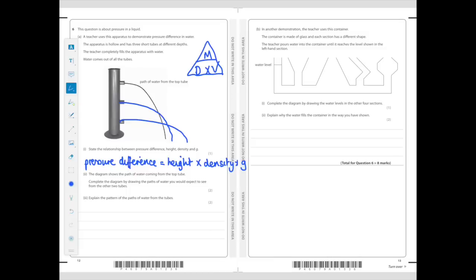You want to say that the water at the bottom of the tube has greater pressure and therefore the force acting on it is the greatest, meaning that it travels furthest.